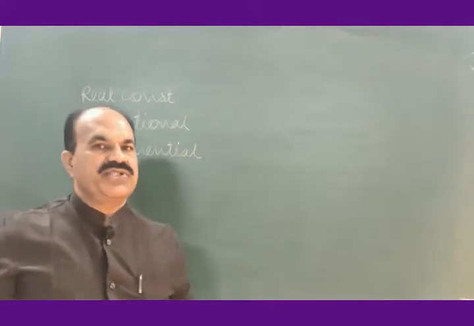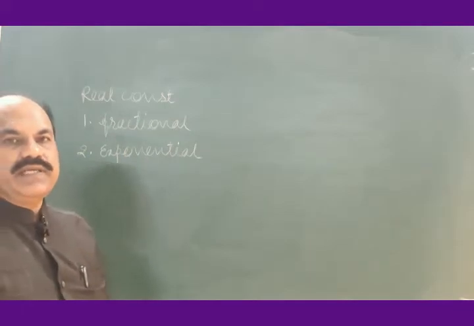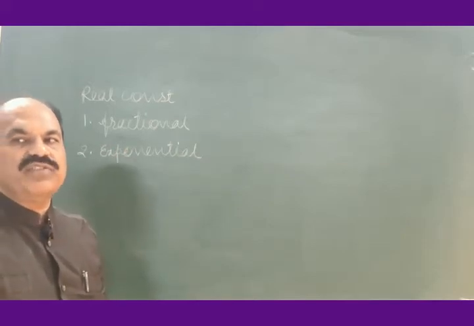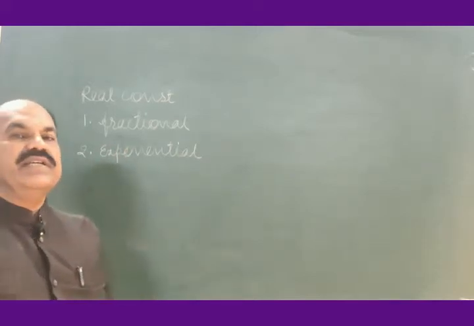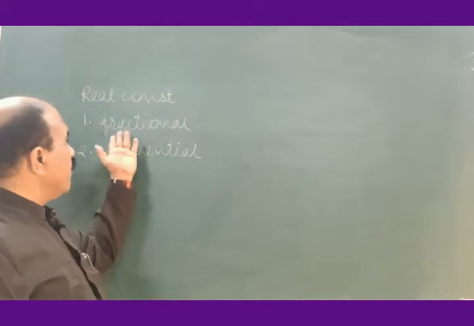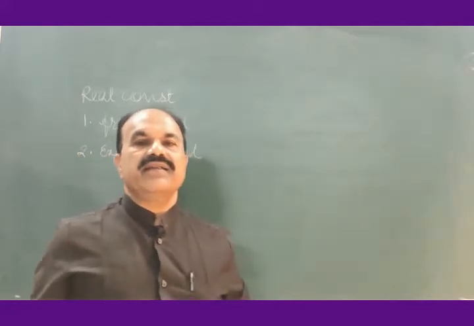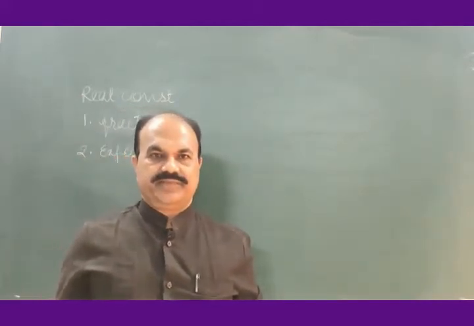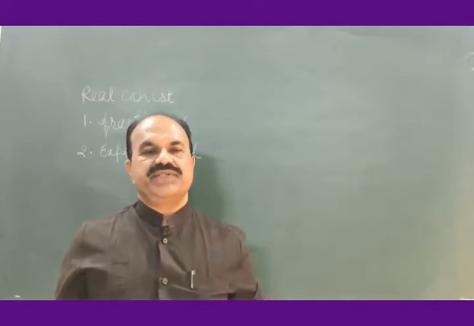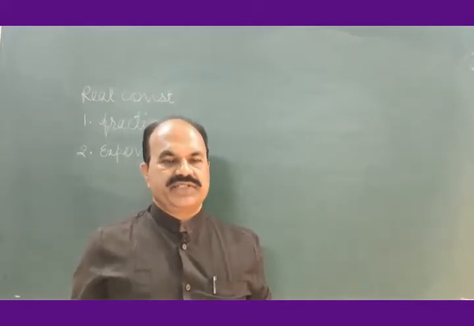Second category of numeric constants, real constants. Real constants further have two forms. First form is fractional form of real constants. Second form is exponential form of real constants. Let us first see what is this fractional form of real constants. When real constants are written in fraction, that form is known as the fractional form of real constants.